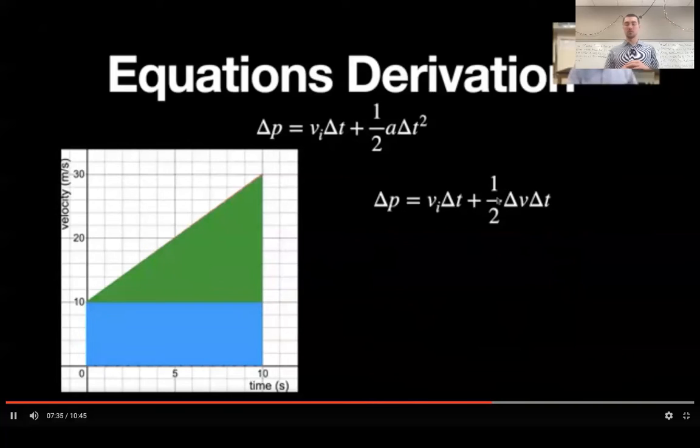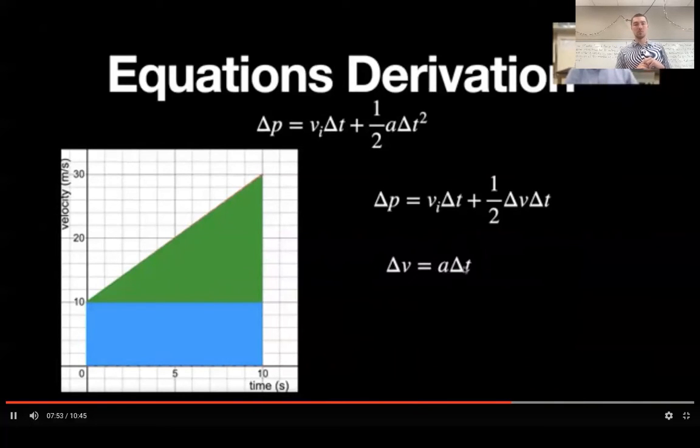So this formula is very similar to our original formula, except remember this one was important because we didn't need any information about final velocity. So this delta V is a little bit pesky. We're actually going to replace it with, remember, the slope of a VT graph is acceleration. So we can say that delta V equals A times delta T.